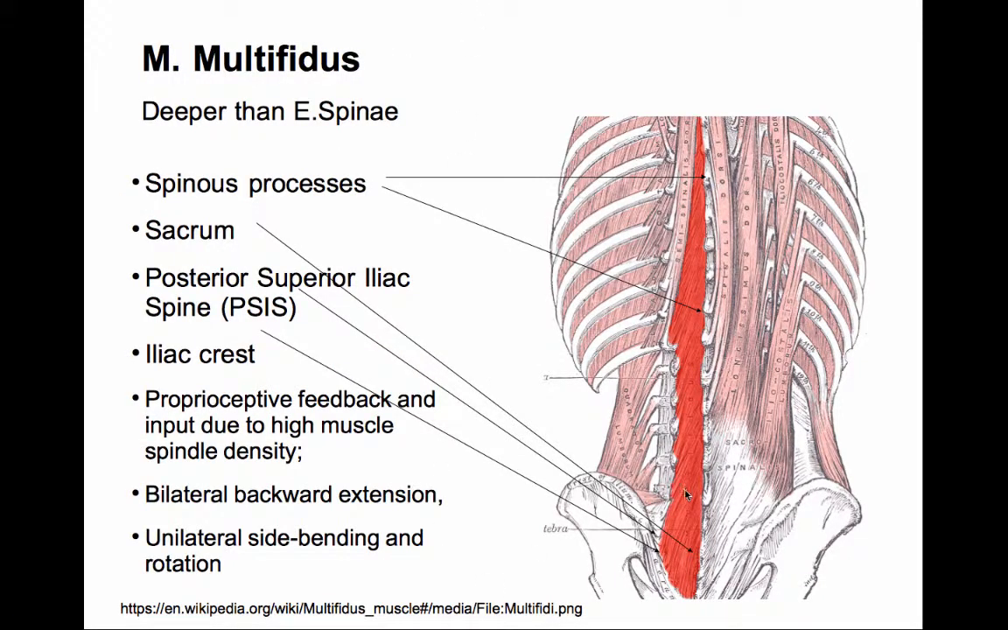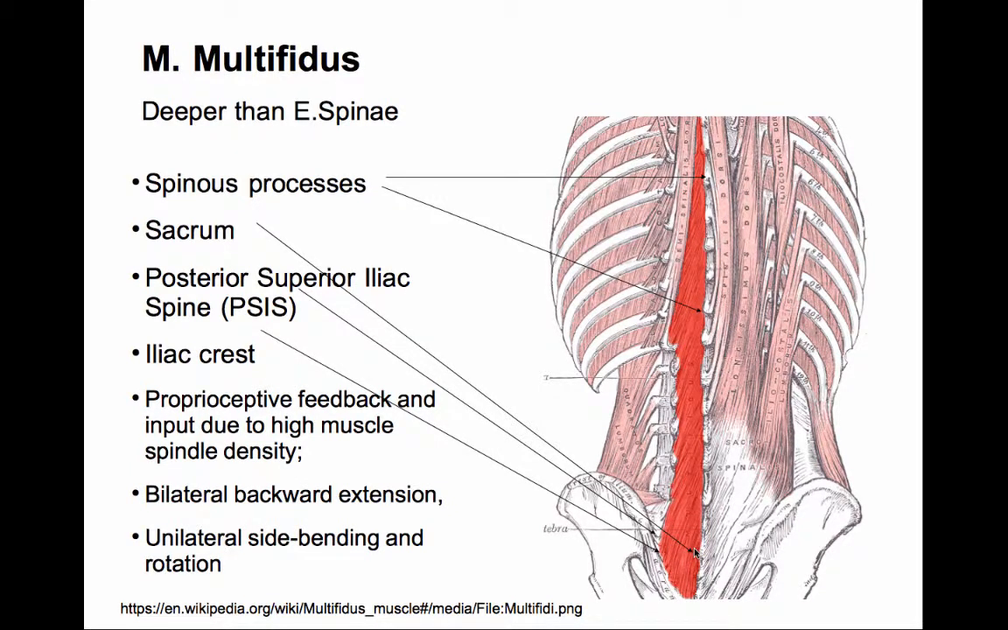Multifidus is a muscle that goes a little bit deeper down than the erector spinae, and it has the origin on the spinous processes too. And the insertion is on the sacrum, the posterior superior iliac spine. That's this little thing here, and the iliac crest here, and the sacrum here.